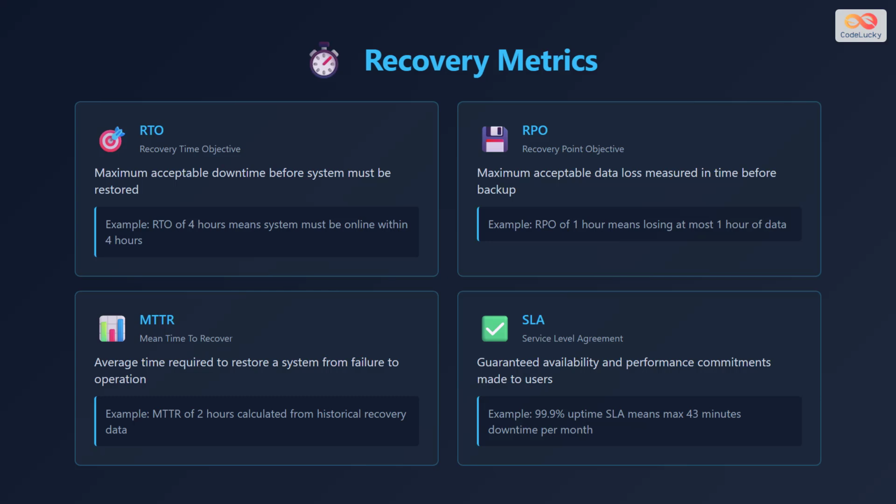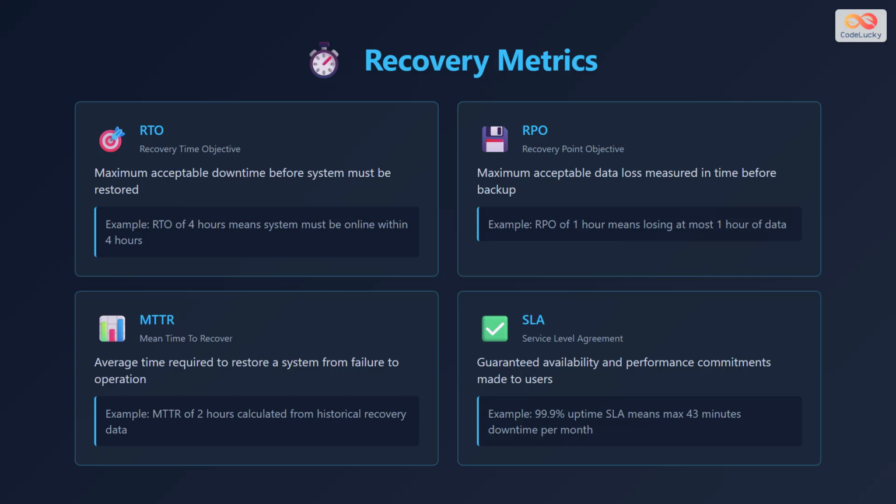Understanding recovery metrics is essential. Recovery time objective, or RTO, is the maximum acceptable downtime before a system must be restored. For example, an RTO of 4 hours means the system must be online within 4 hours of failure. Recovery point objective, or RPO, is the maximum acceptable data loss measured in time. An RPO of 1 hour means you can lose at most 1 hour of data.